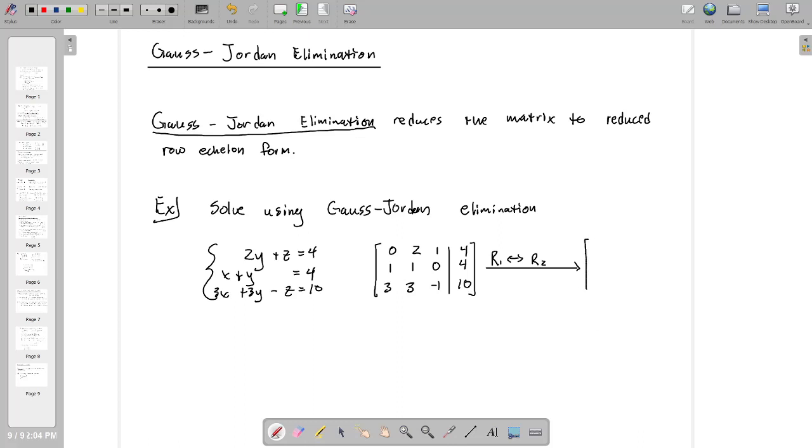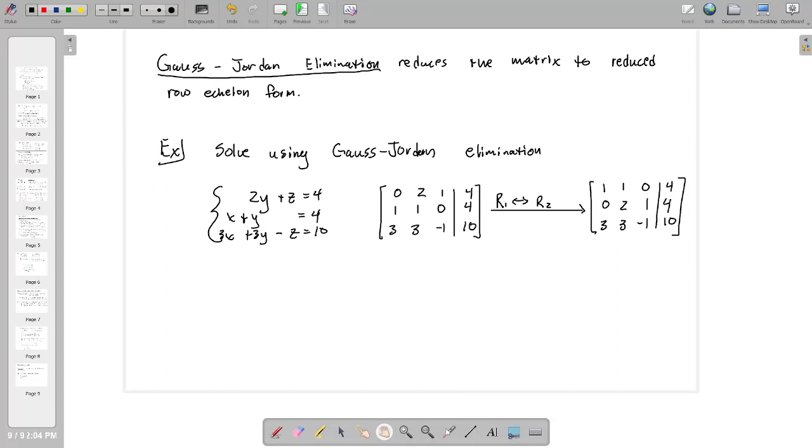We now have the matrix. Now row 3 didn't change, so we have 3, 3, negative 1, 10 in the third row. And the first row is the previous second row. So our second row moves to first row, 1, 1, 0, 4. And then 0, 2, 1, 4 in our second row here. All I did was swap my first and second row. Now, I have my 1 where I want it.